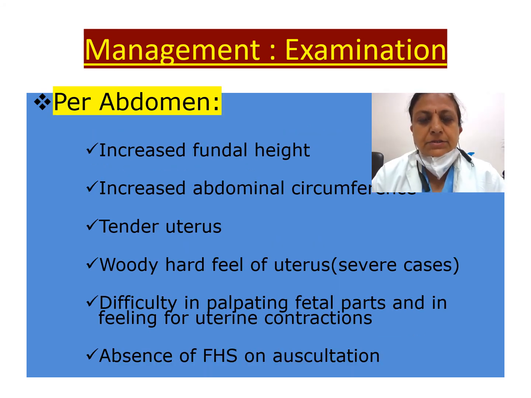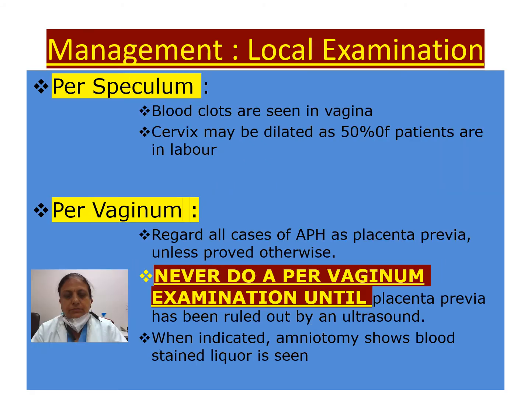On examination, note the increased size of the fundal height. As you remember, in the concealed variety, the fundal height is more than the period of gestation because of the collection of intrauterine blood clots. Then there is increased abdominal circumference, the uterus is tender, with a woody hard feel of the uterus in severe cases, difficulty in palpating the fetal parts, no feeling of uterine contractions, and absence of fetal heart on auscultation.